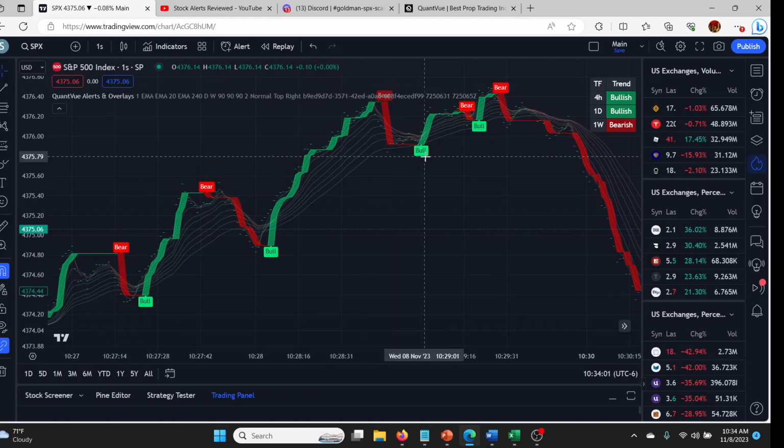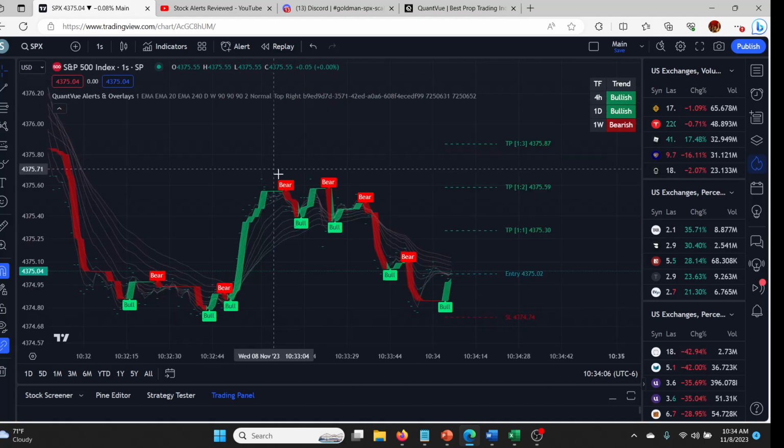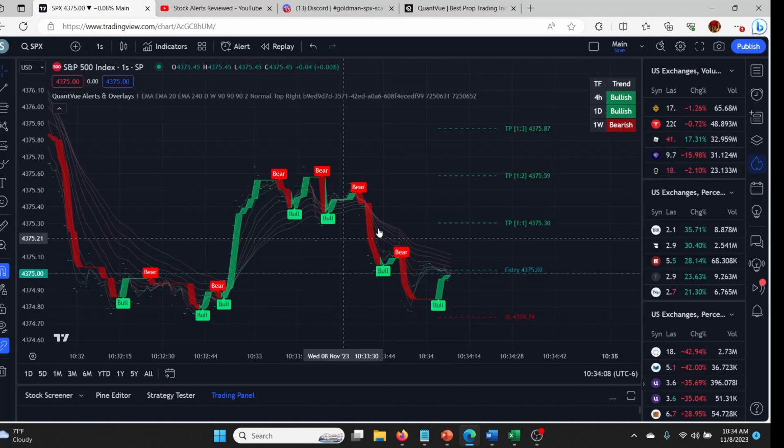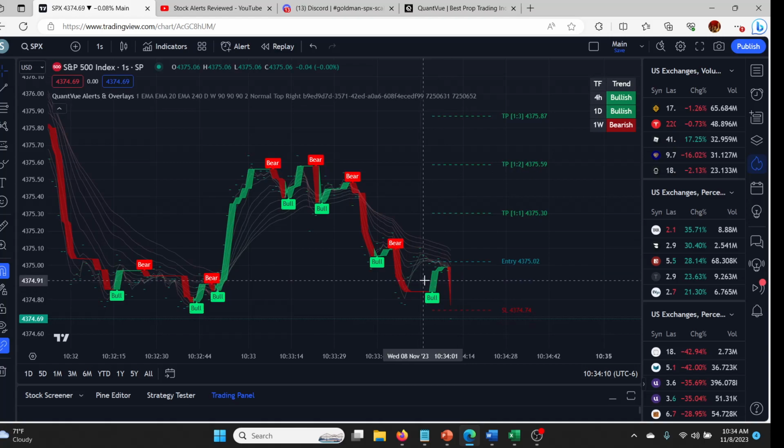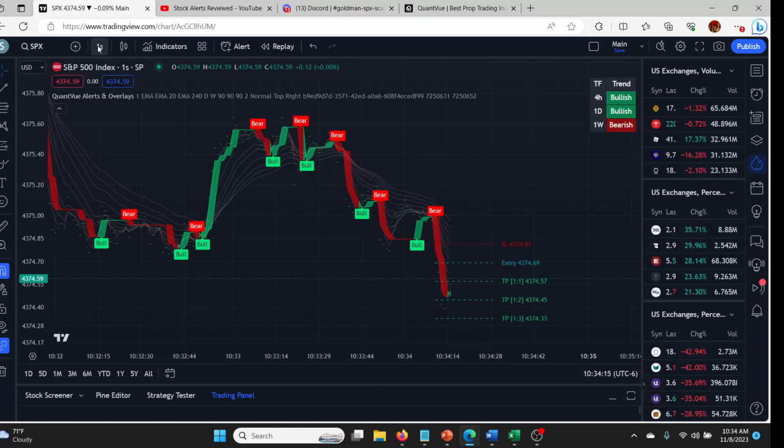So when the market gets choppy, these indicators get harder and harder to use. So sometimes it's best just to sit out if it's really choppy. Of course, we're looking at it on a 1 second time frame at the moment. So there we go, there's a bear signal again. So that might be part of the problem.